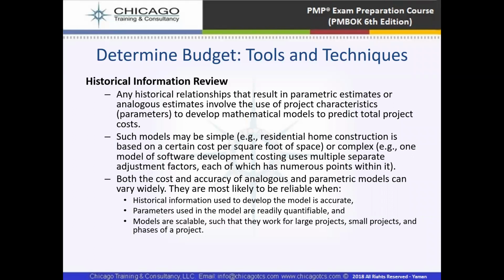Another complex example is one model of software development costing that uses multiple separate adjustment factors, each of which has numerous points within it. Then we have both the cost and accuracy of analogous and parametric models, which can vary differently. They are most likely to be reliant upon information like historical information, like parameters used in the models, and models are scalable for large projects, small projects, and phases of projects. So this is historical information. That's why historical information is necessary, to review our budget again based on the historical information from similar projects.